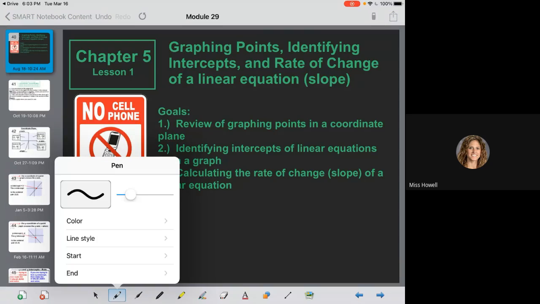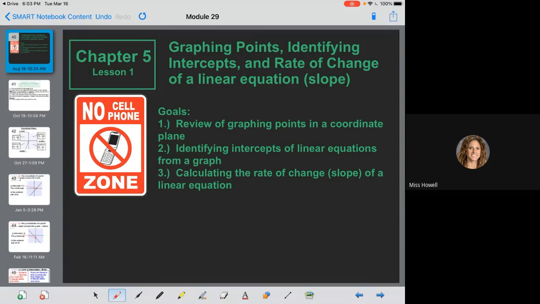Hi, and welcome back to Algebra 1. Our goal for today is to continue working with our introduction topics to linear relationships.